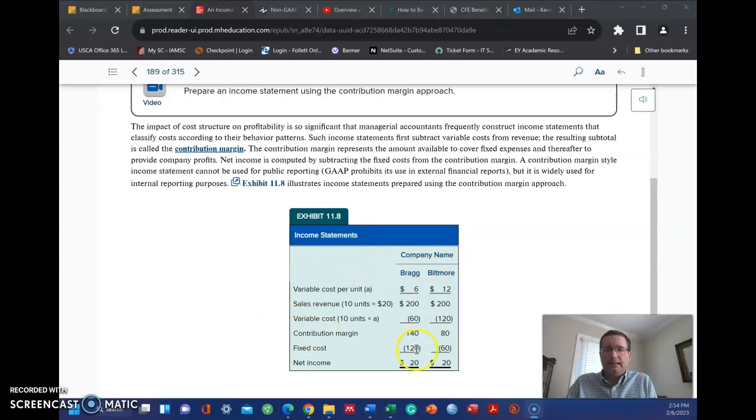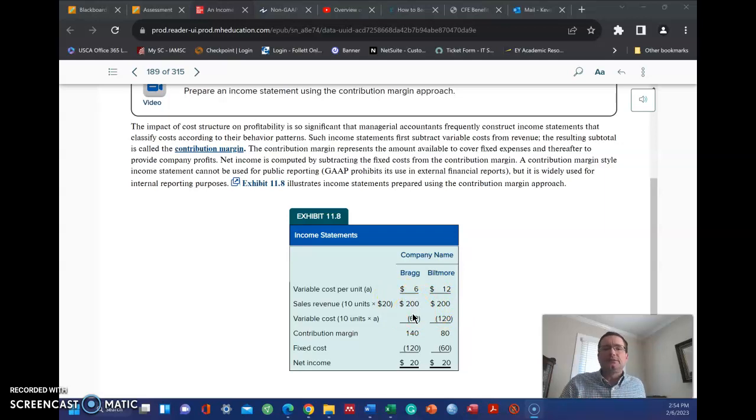So the contribution margin income statement. This is two companies, contribution margin income statement. Bragg has a contribution margin of 140, Biltmore 80. Bragg has a lot of fixed cost, 120, while Biltmore is 60. Both have a net income of 20. Interestingly, though, sales revenue is the same.